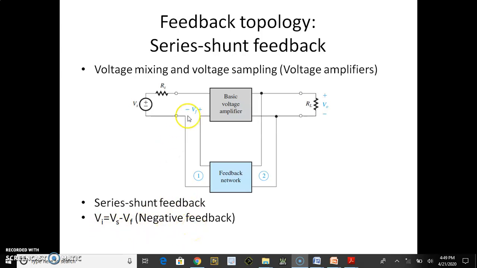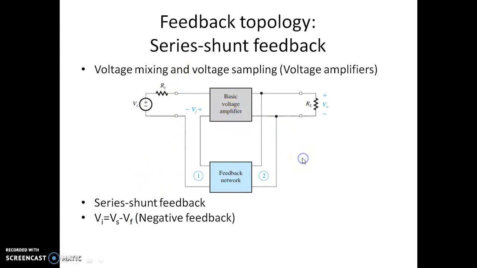Actually, for positive feedback, this will be plus, this will be minus. So we're going to have again a series connection here, that is they are coming in series, but this will be plus, this will be minus. That is for positive feedback. Since we are looking for a negative feedback series shunt amplifier, it is serially added, it is sampled in shunt, and since the polarity is minus plus here, it's a negative feedback series shunt amplifier. And of course the basic amplifier has to be a voltage amplifier.